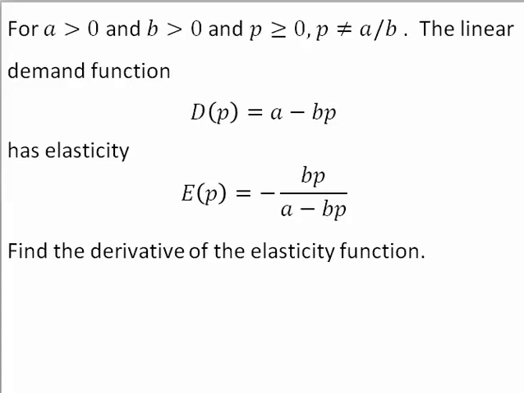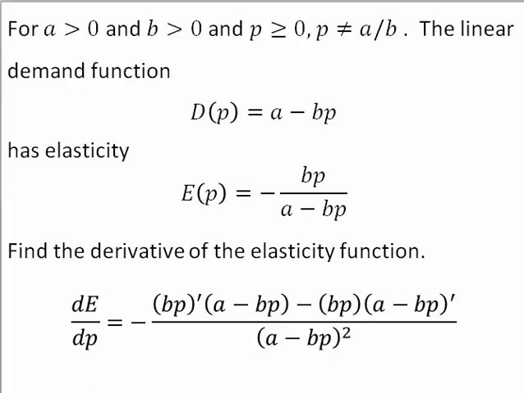What we want to do next is find the derivative of the elasticity function. I set up the quotient rule. Notice that I don't make the negative part of my derivative. I put the negative on the outside of the derivative. That's a very legal thing to do. I just need to make sure I keep track of that negative and I don't lose it, so it stays out front like I have it.